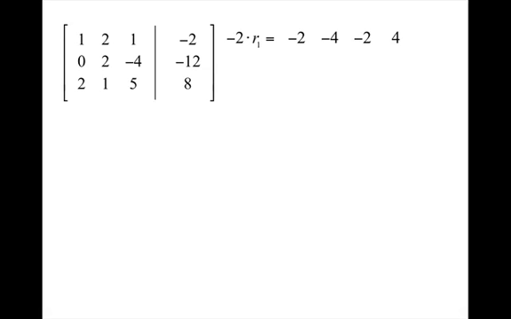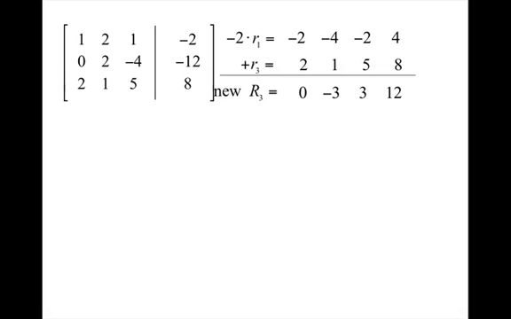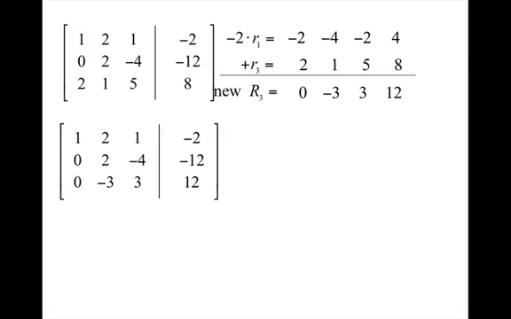I'm going to add the row that I want to change. I want to change row 3, which is 2, 1, 5, and 8. This is going to become my new row 3. So negative 2 plus 2 gives me the 0 that I wanted. Negative 4 plus 1 is negative 3. Negative 2 plus 5 is 3. 4 plus 8 is 12. So rewrite your matrix, keep rows 1 and 2 the same, and now make row 3 become 0, negative 3, 3, 12.